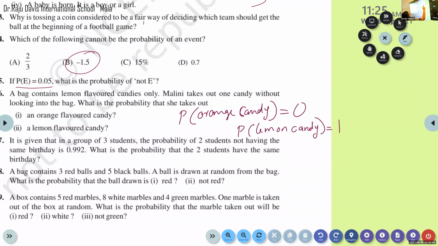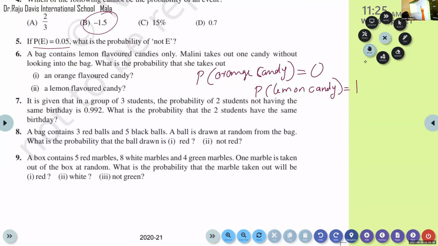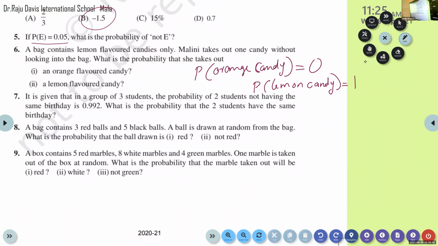Okay. Next question. Question number 7. It is given that in a group of 3 students, the probability of 2 students not having the same birthday is 0.992. What is the probability that 2 students have the same birthday? Write the question.